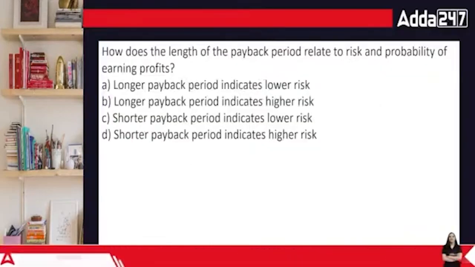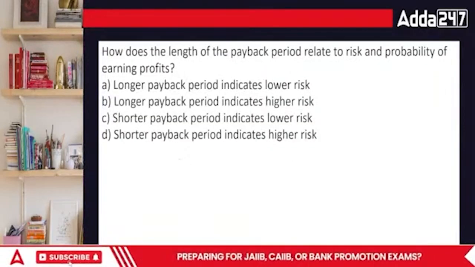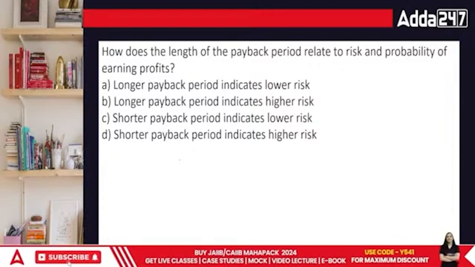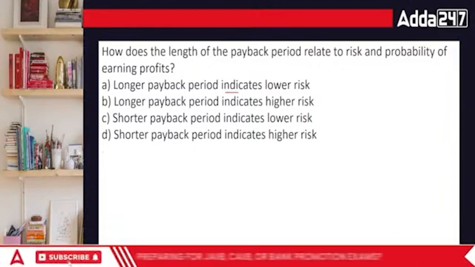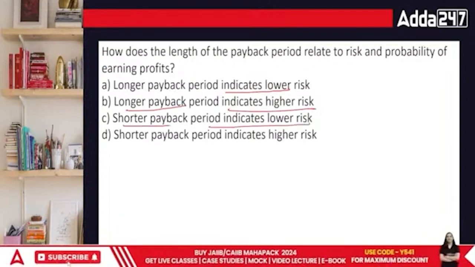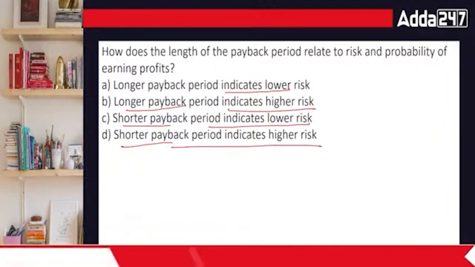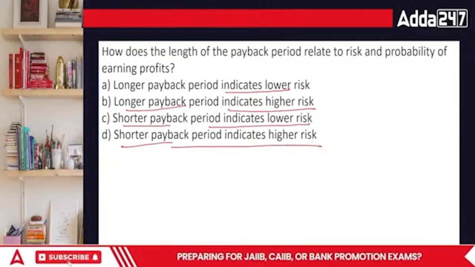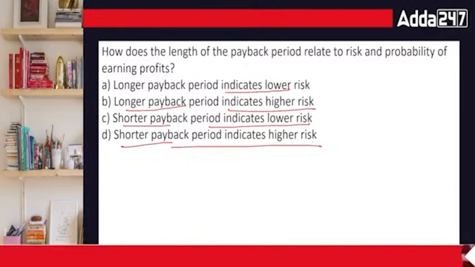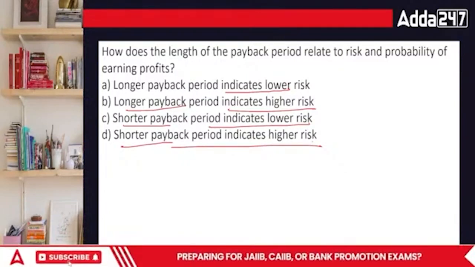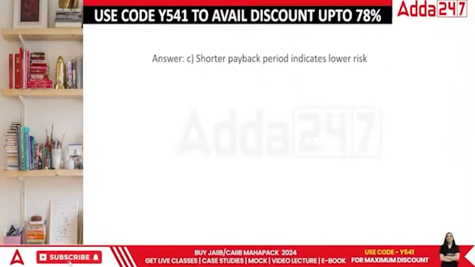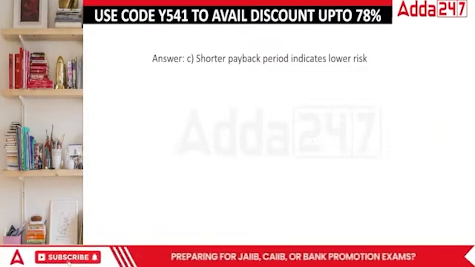How does the length of the payback period relate to the risk and probability? Longer payback indicates lower risk, longer payback indicates higher risk, shorter payback indicates lower risk, or shorter payback indicates higher risk. See, if I give you 10,000 rupees today and within 2-3 days you're giving me back, the risk is least, isn't it? The risk will affect us because you will look forward to it in terms of the future. In this case, if we are recovering it in a very short span of time, then we won't be worried about it.